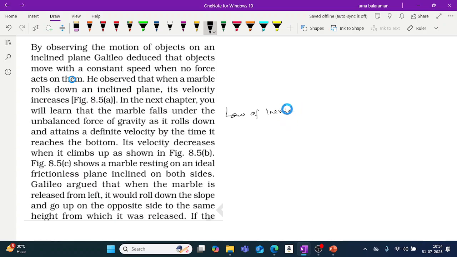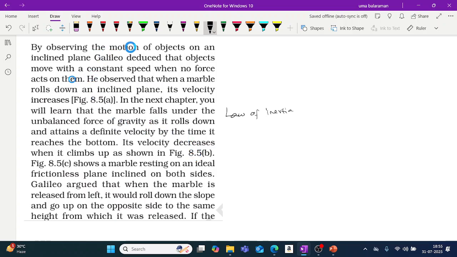Inertia means some laziness kind of thing. There is a lack of movement. So law of inertia is opposing the change. You don't want to change. Whatever you are doing, you want to continue doing the same thing, like that.